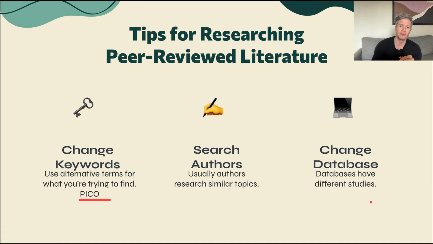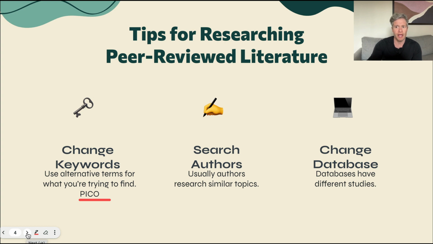And the last but not least would be changing your database. So again, going from something like EBSCOhost or a database that the school provides for you, and then also looking on Google Scholar, even with the same key terms, can potentially give you more or new or differing articles that are in line with what you're looking for. Okay.